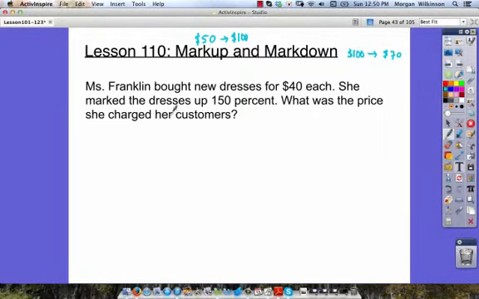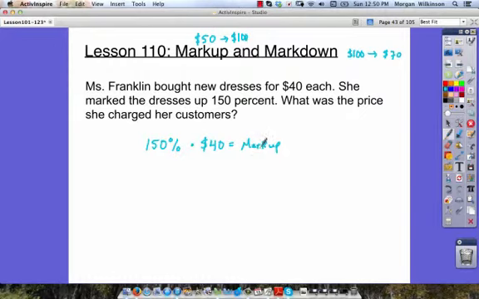So in this one, Miss Franklin bought new dresses for $40 each. She marked the dresses up 150%. What was the price she charged her customers? So we're going to have to find 150% of $40 in order to find out what our markup is. And we'll call that M for markup. And actually, let's write it out this first time.